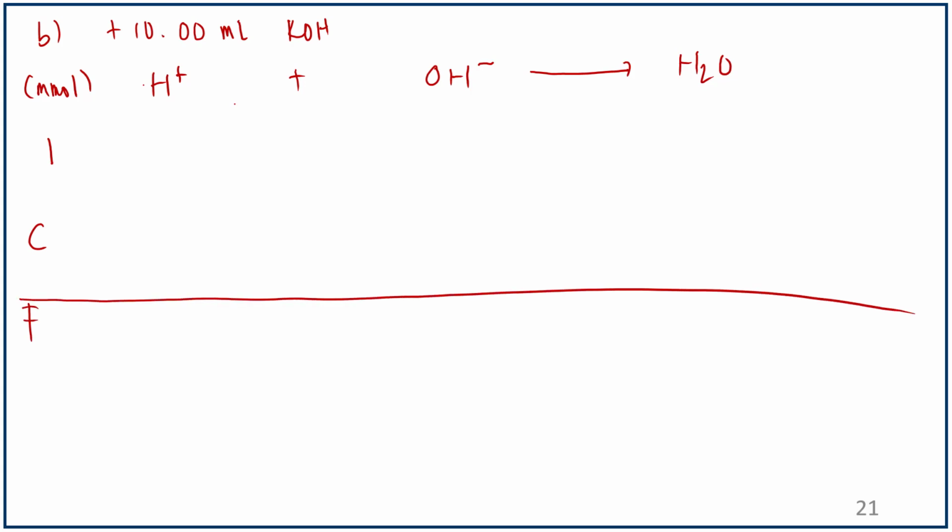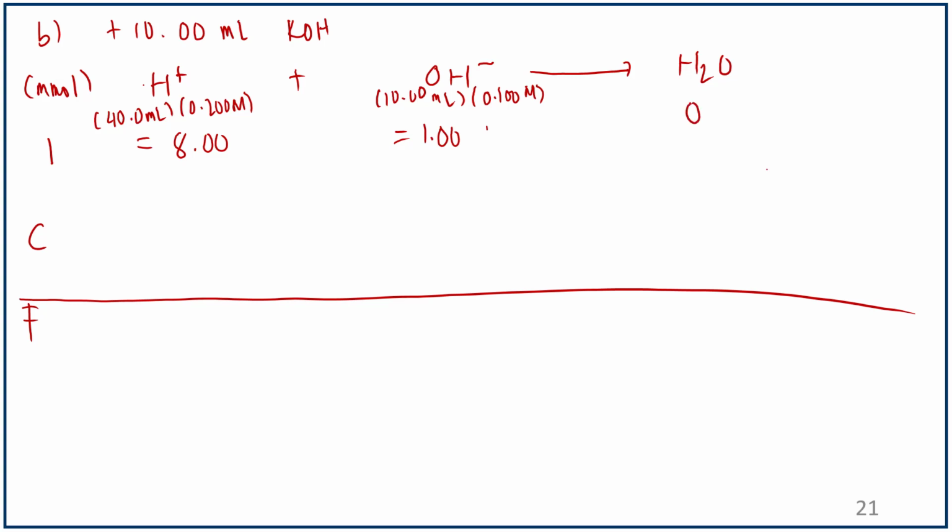So let's determine how many millimoles of H plus we have. We're given a volume of 40.0 ml, and then the concentration is 0.200 molar. If you multiply that together, that's 8.00 millimoles. Then we have 10.00 ml of potassium hydroxide, or OH basically, at 0.100 molar concentration of OH. If you multiply them together, that will be 1.00 millimoles.